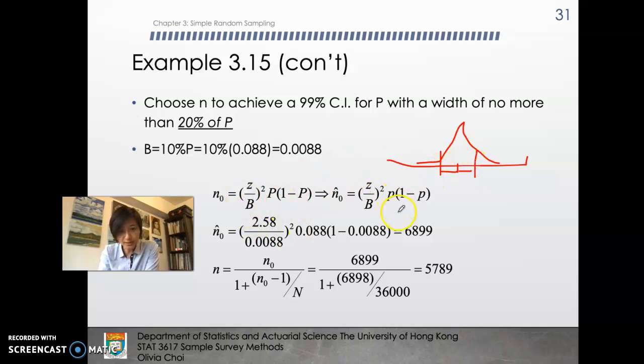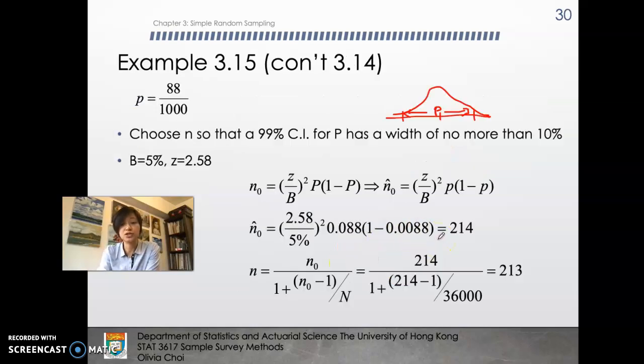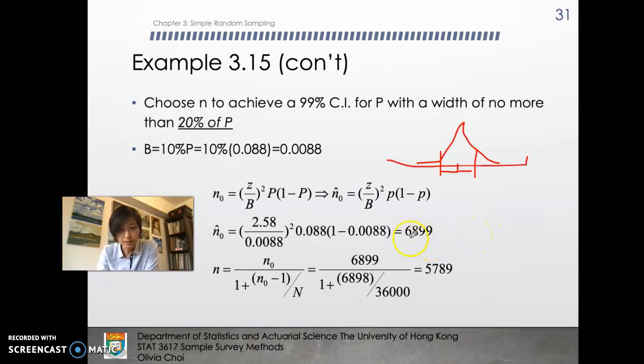So substitute again into the formula, we should find that N naught is about 6,899, substantially different from the previous requirement. Now correct for the population size. The actual sample size we need to collect is 5,789.